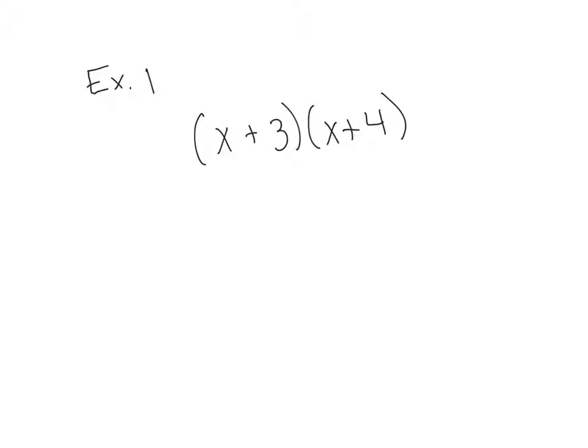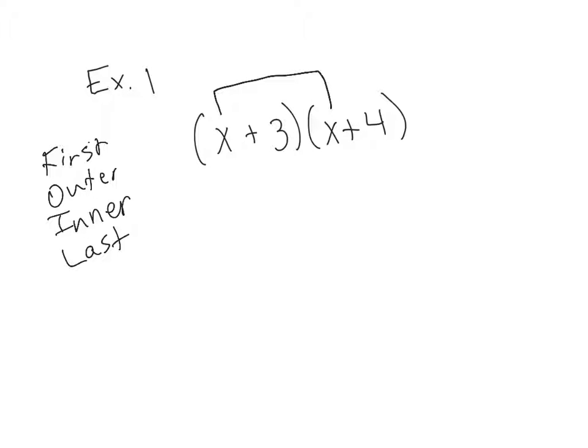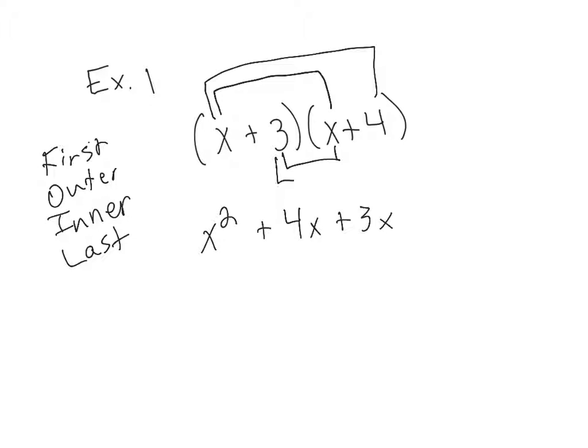So FOIL, again, stands for first, outer, inner, and last. First, we're going to multiply the first two terms. So x times x is x squared. And then we multiply the outer terms, so the terms on the outside. So it would be x times 4. It's a positive 4, so we're going to put plus 4x. And we're going to multiply the inner terms. 3 times x is 3x. And then the last terms, 3 times 4 is 12.